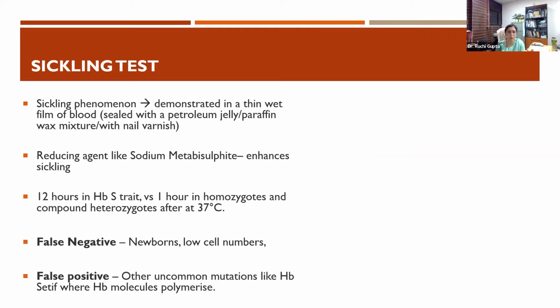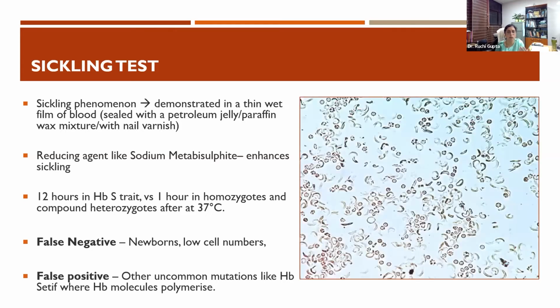So there can be false negatives because in newborns, naturally the amount of HbF is very high, so that will retard the sickling. And we can have false positive tests when we have some other uncommon mutations where again the hemoglobin molecules can polymerize, like hemoglobin C Harlem. Don't ask me, this is theoretical, I have read it, so I put it over here that there can occasionally be false positive results also.